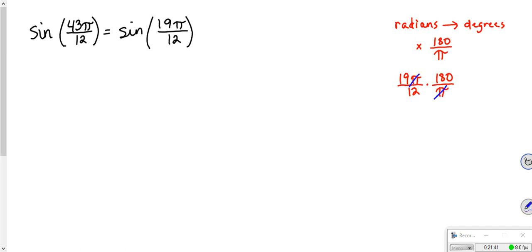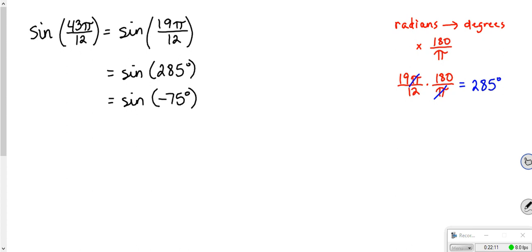Of course, my pi's are going to cancel. If I poke that in my handy dandy calculator, I get 285 degrees. Now that should look familiar. We just had other problems in the first 4 that had 285. So now what I really have is sine of 285 degrees. Again, we've seen that before. Sine of 285 degrees is sine of negative 75 degrees. Sine is an odd function, so this is negative sine of 75 degrees.